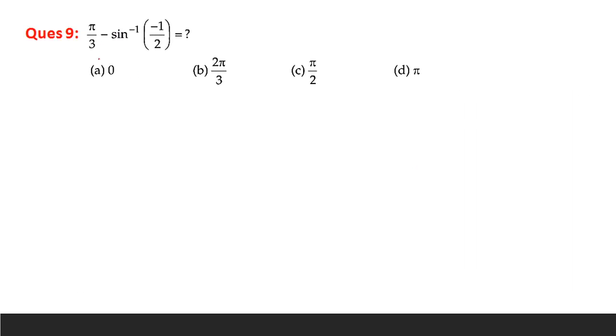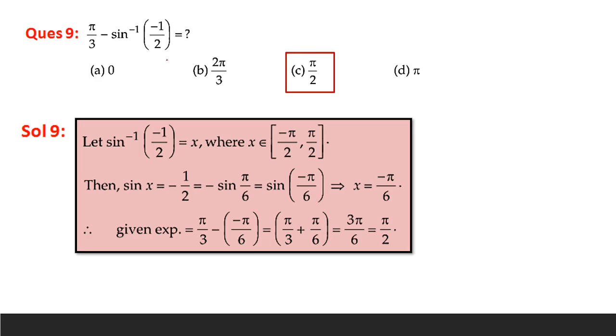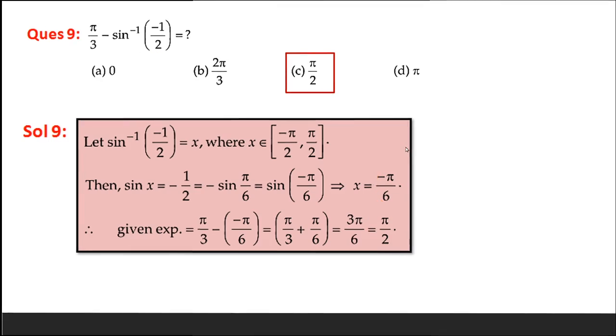Question number 9, pi by 3 minus sine inverse minus half. When do we have value of sine as minus half? Minus pi by 6. So sine of minus theta is equal to minus sine theta. So we can say minus pi by 6. Now the given expression is pi by 3 minus sine inverse minus half. So sine inverse minus half is minus pi by 6. So pi by 3 plus pi by 6 is pi by 2, which is C option.